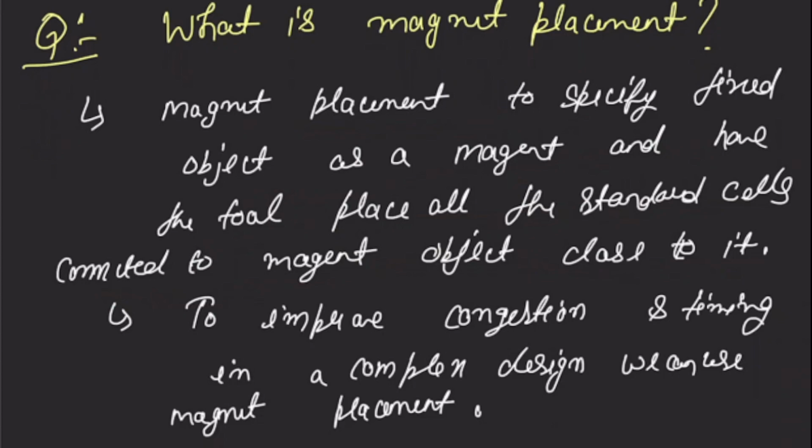In magnet placement, we specify one object as a magnet. Then whatever standard cells are related to the object, the tool will place them close to the magnet object. Then it will improve our congestion and timing. So this is an important concept which you can expect in an interview question.